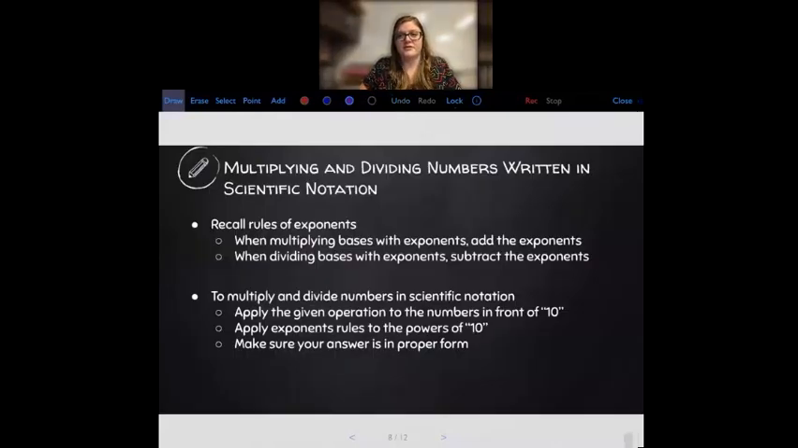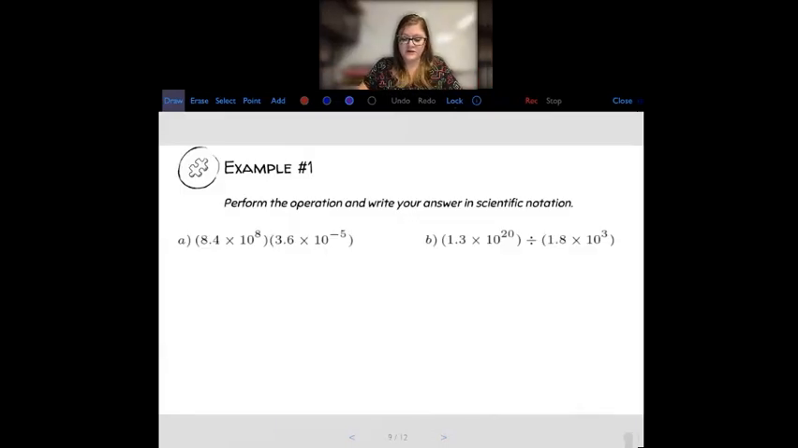Multiplying and dividing numbers written in scientific notation. So remember the rules of exponents that we've talked about. When we multiply bases with exponents, we add the exponents together, and when we divide bases with exponents, we subtract the exponents. So a couple things to keep in mind as we're multiplying and dividing numbers written in scientific notation. You apply the given operation to the number in front of the 10, whether you're multiplying those two numbers or dividing them. And then you use the exponent rules for the powers of 10 and make sure your answer is in proper form of scientific notation.